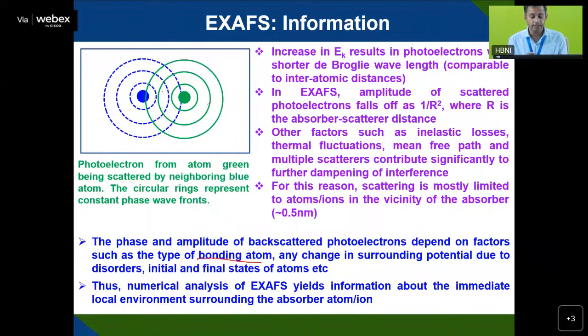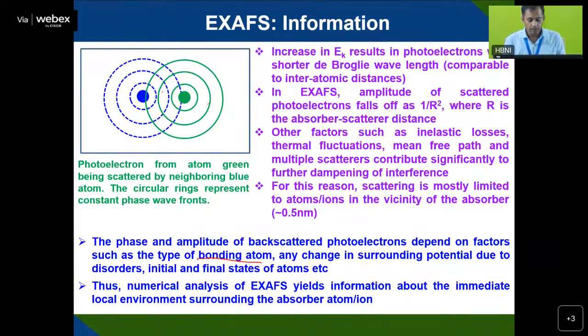bonding atoms, and any change in surrounding potential. For example, if you have a nitrogen atom and replace it with oxygen, or carbon with nitrogen, or carbon with oxygen, that type of change, you will be able to get that information. You can also get the change in surrounding potential due to the initial and final states, that information you can find out.